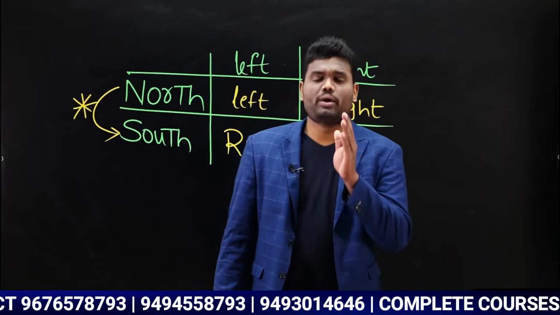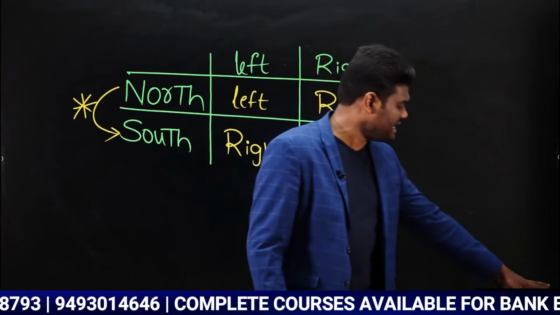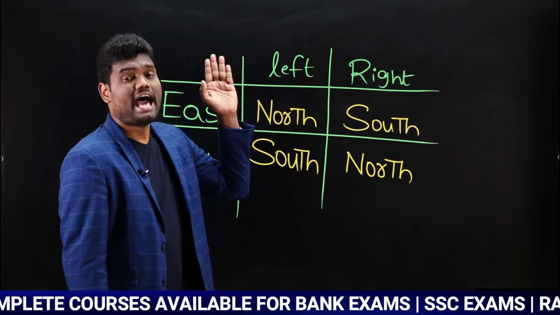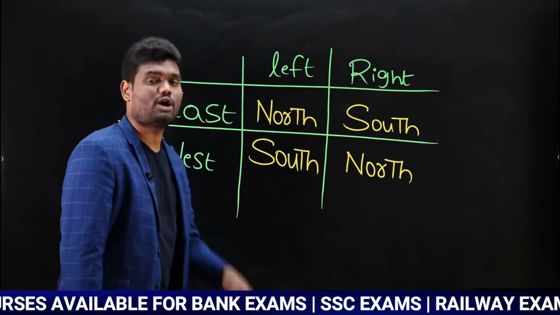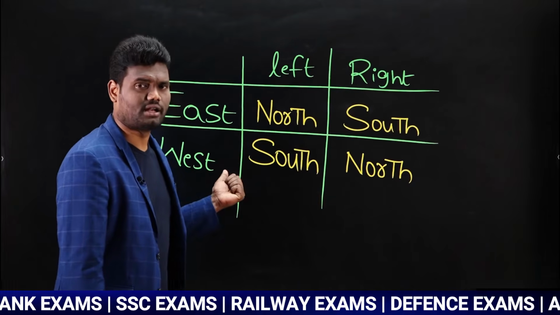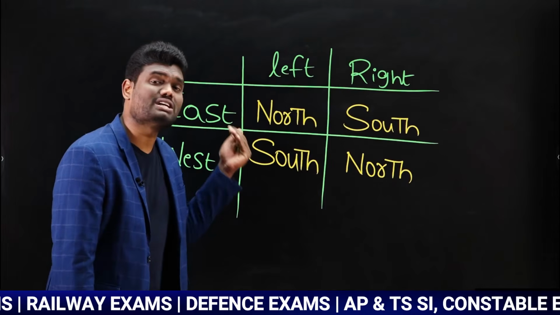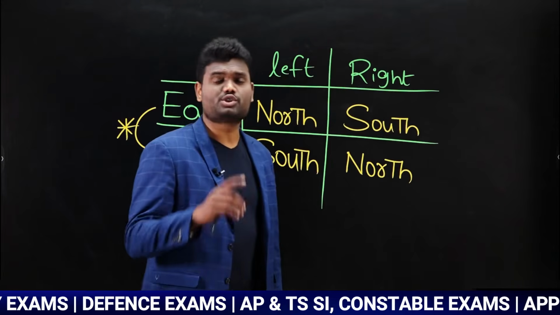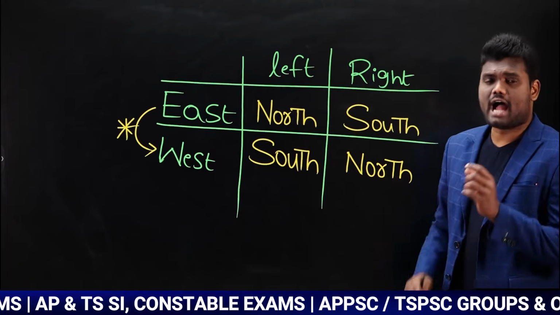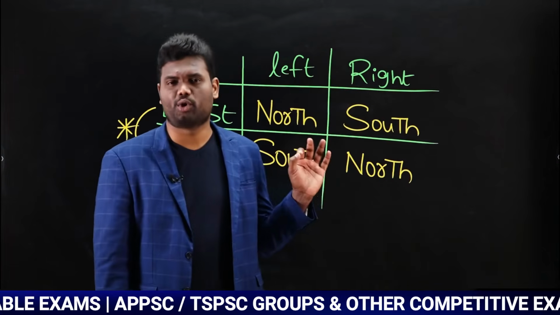Similarly, when the person is traveling towards east direction, left of the person means towards north direction, right of the person means towards south direction. Similarly, when the person is traveling towards west direction, left of the person means towards south, right of the person means towards north. These 4 points are very, very important, and you need to know these basic points. This is a basic idea about directions.